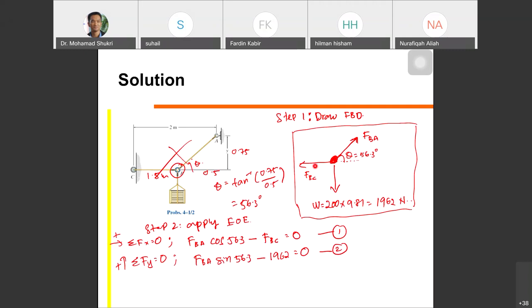So using simultaneous equation, solve equation 1 and equation 2. You know how to use the calculator for your simultaneous equation, right? Cos 56.3, minus 1, 0; sine 56.3, 0, 1962. So you got the answer for FBA and FBC. So this is your answer for problem number 2. Any question so far?